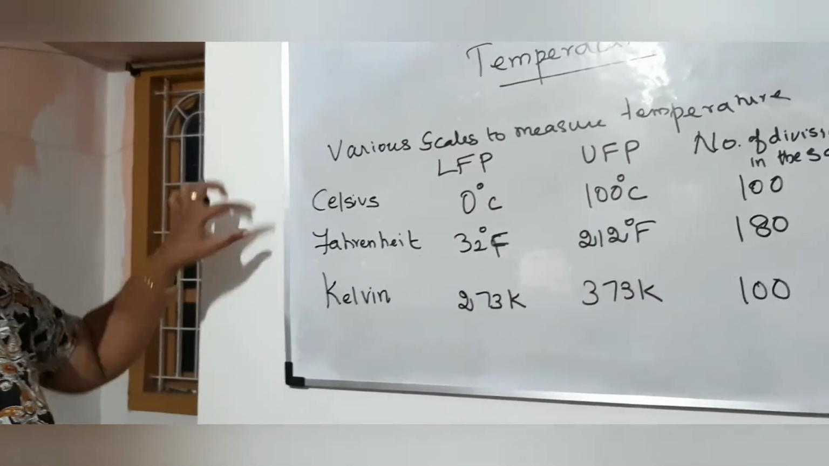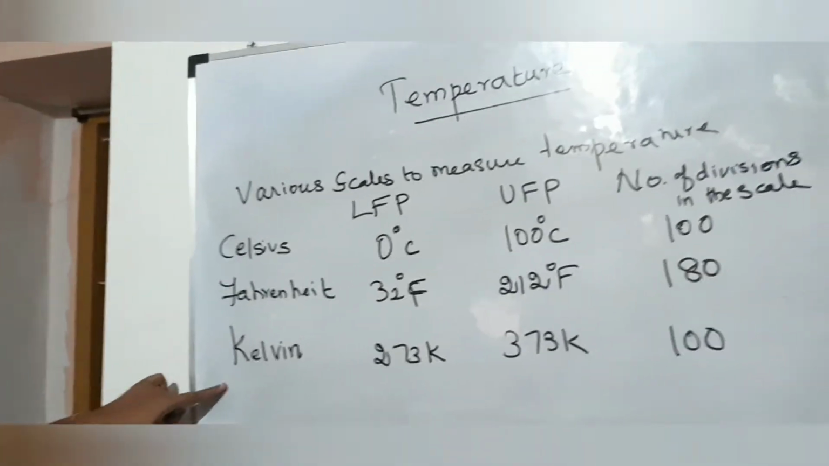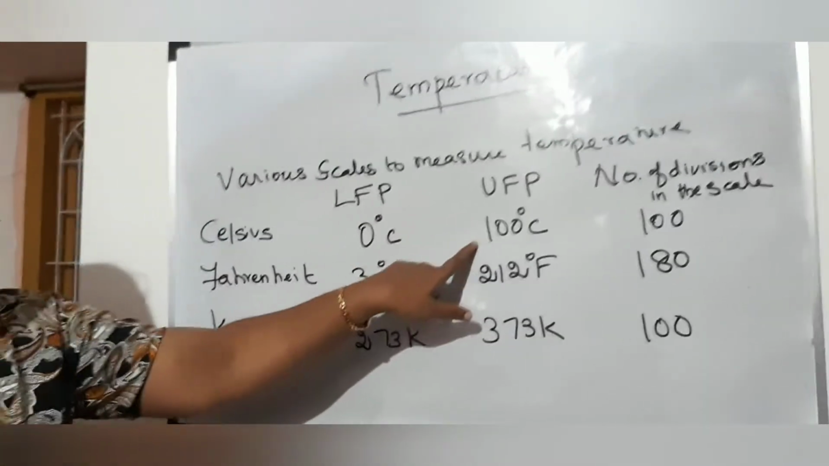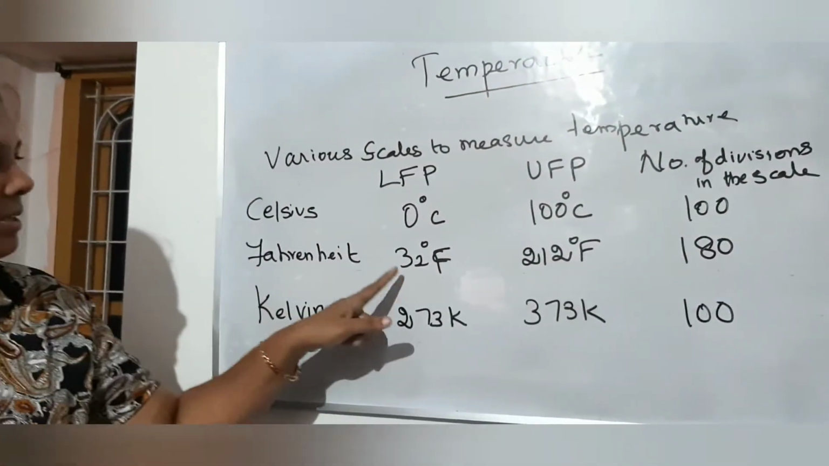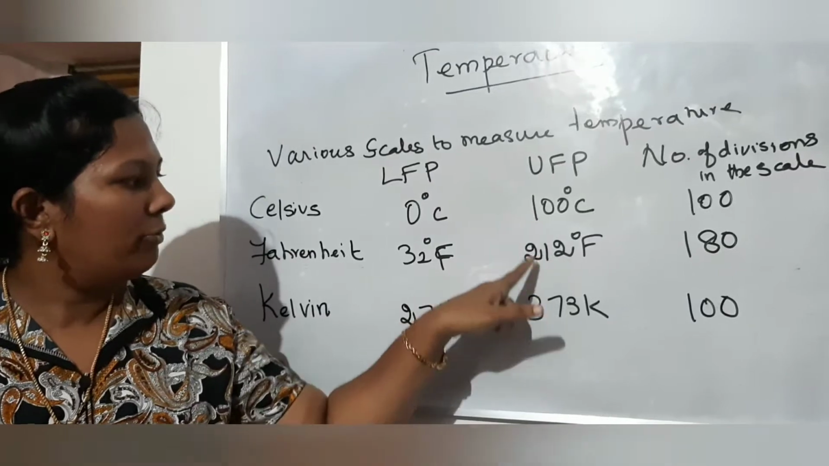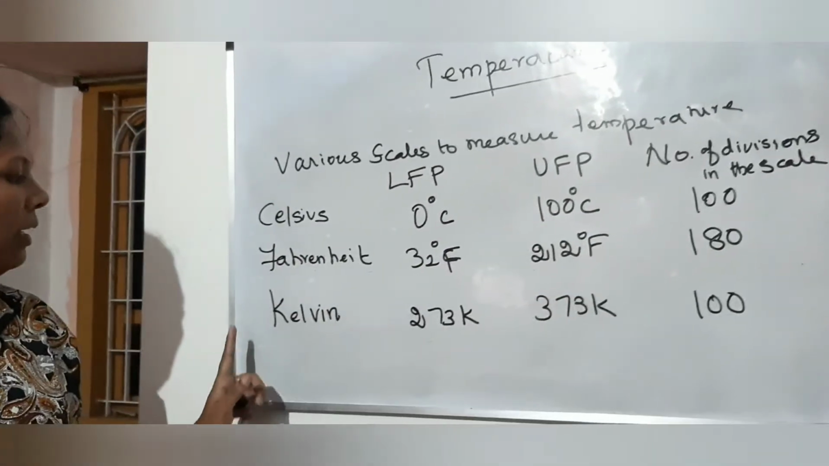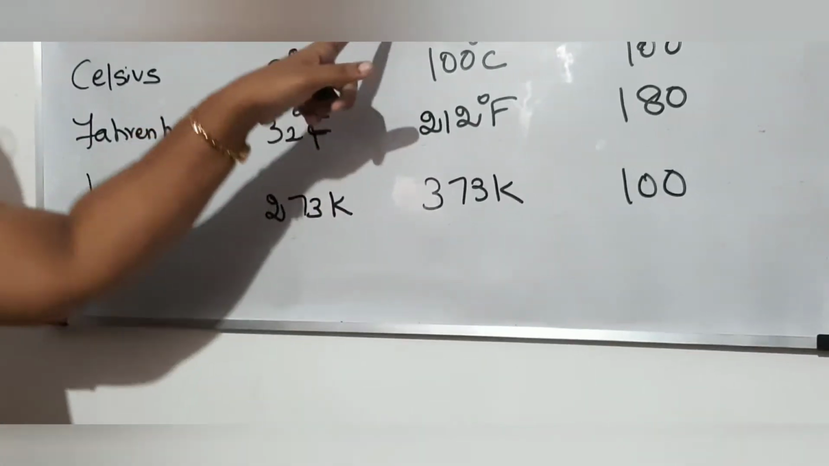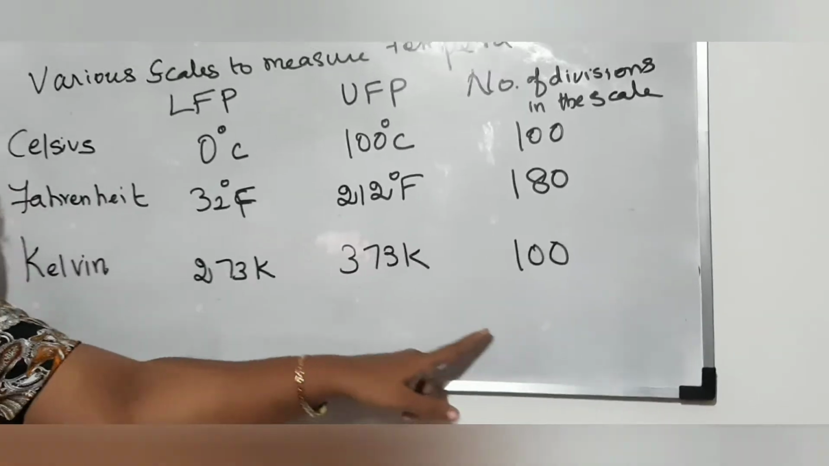So these are the various scales to measure the temperature: Celsius, Fahrenheit and Kelvin. The LFP for Celsius is 0 degrees, UFP is 100 degrees and the divisions is 100. For Fahrenheit it's 32 and UFP is 212 and the number of divisions is 180. Again in Kelvin it's 273 for LFP, UFP is 373 Kelvin and the number of divisions is 100.